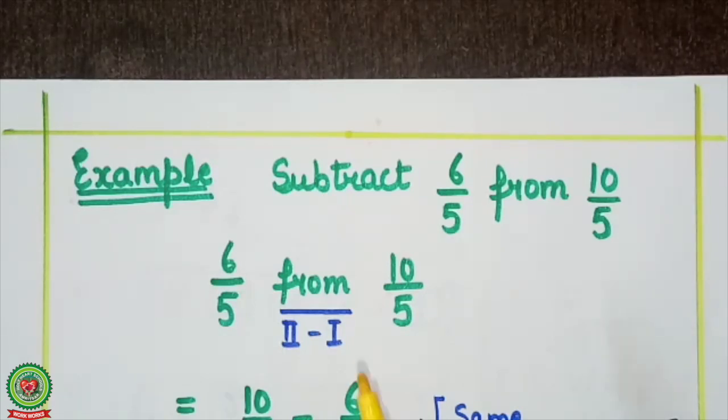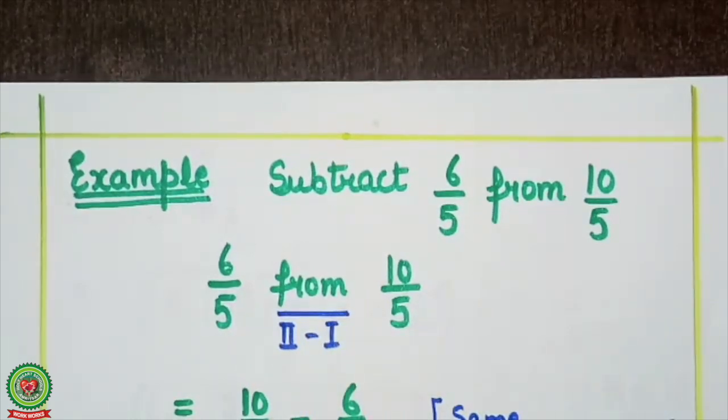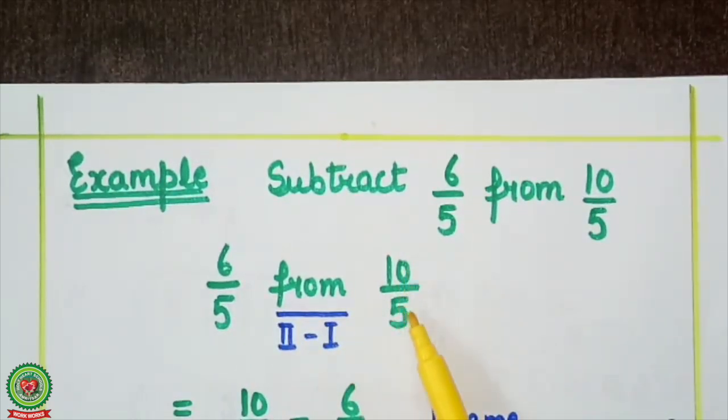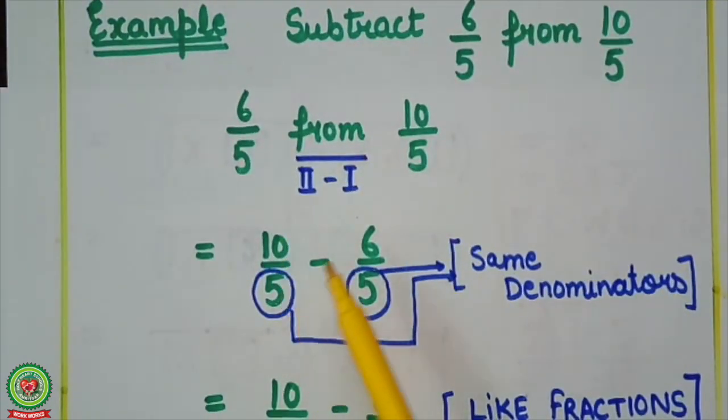Let's take one more example. Here, subtract 6 upon 5 from 10 upon 5. Now from means second fraction minus first fraction. Why second minus first? Because subtraction is always bigger number minus smaller number. And here 10 upon 5 is bigger fraction than 6 upon 5. So in next step we will write 10 upon 5 minus 6 upon 5.